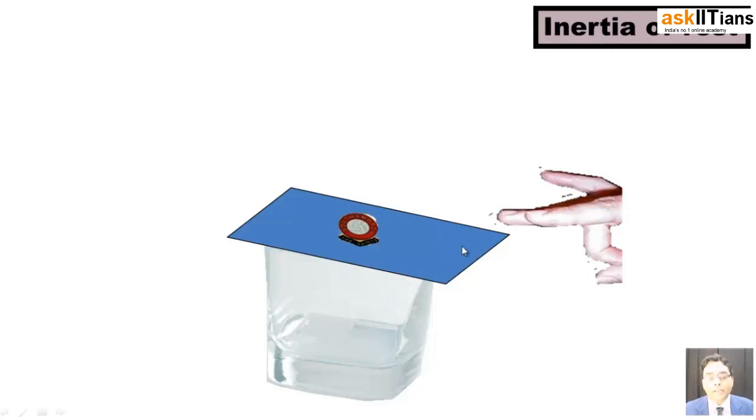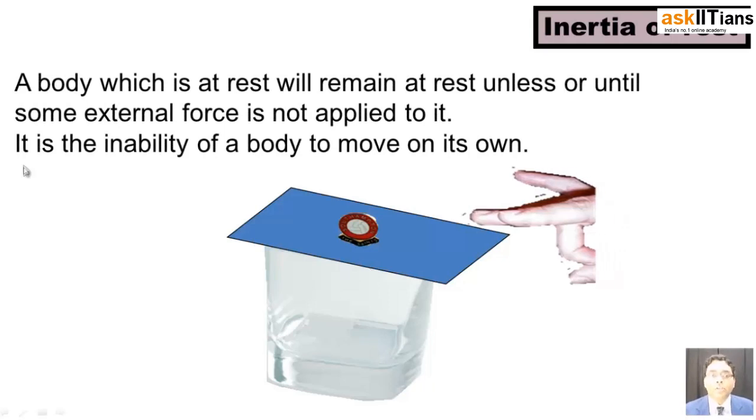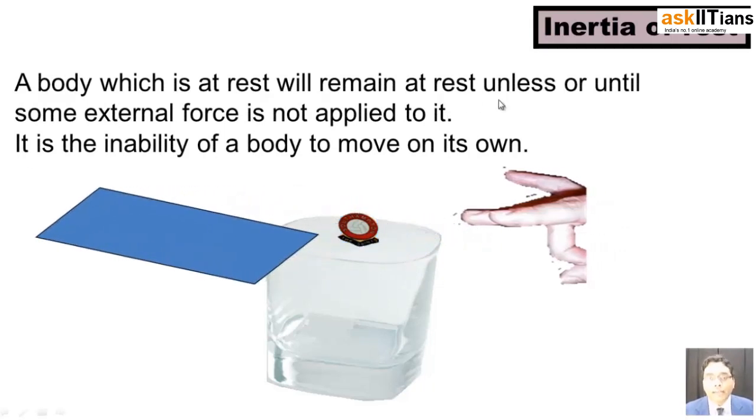We should have expected that as the cardboard moves, the coin should also move. But since it is in a state of rest, and there is a sudden change in the state of the cardboard, the coin does not get that state and therefore it falls down as is. So this can be explained like this. A body which is at rest will remain at rest unless or until some external force is applied on it. So unless you apply an external force, the body is not going to move on its own.